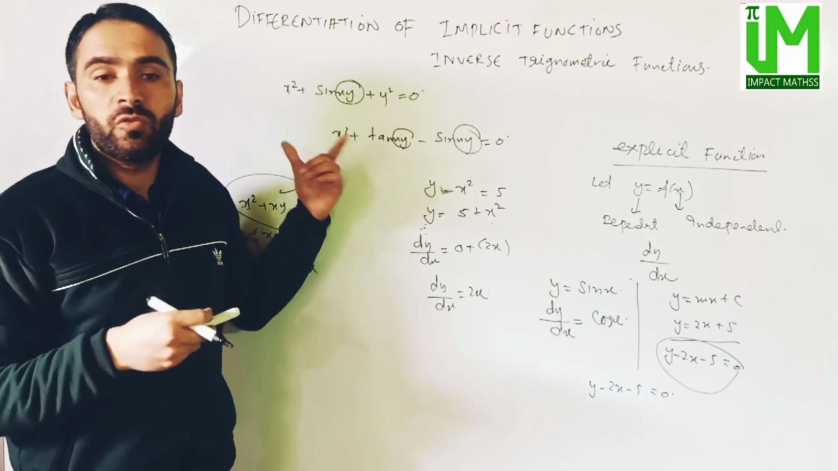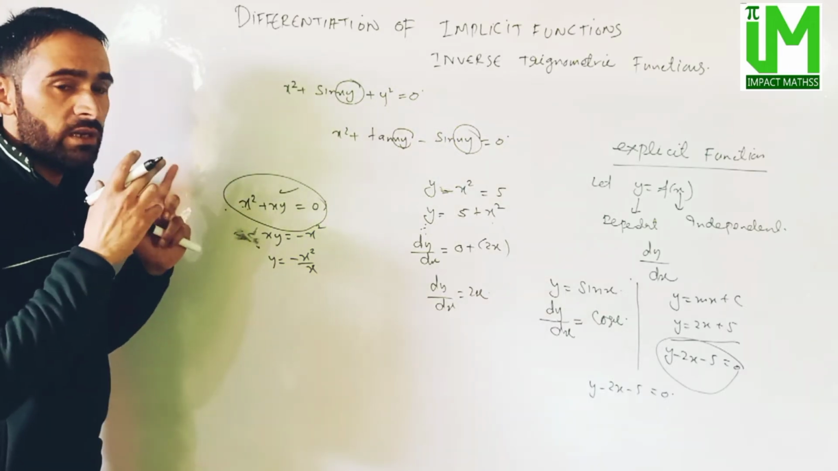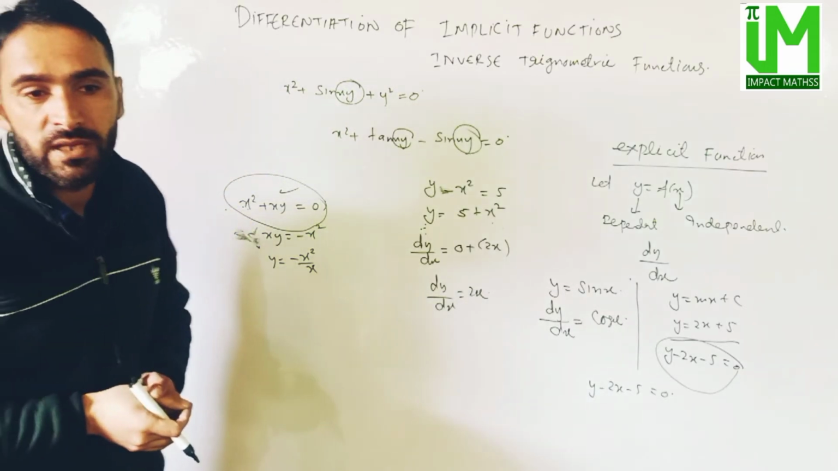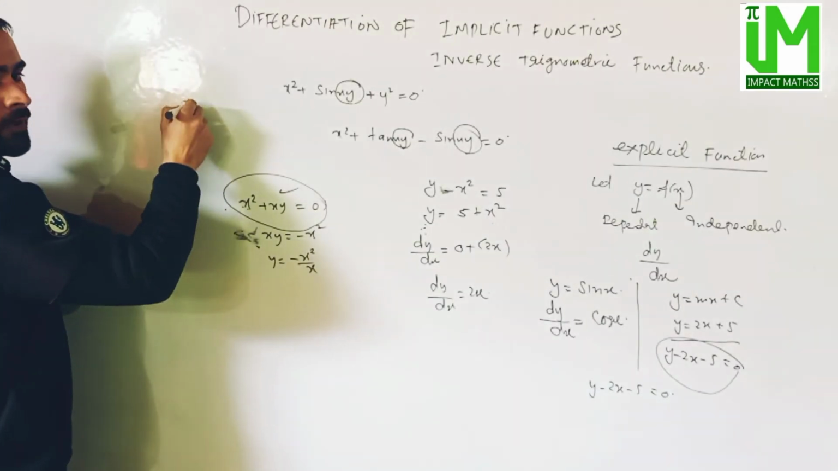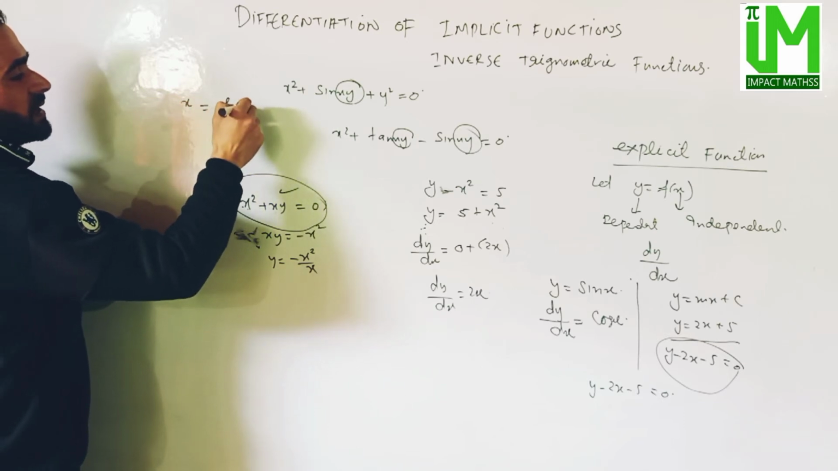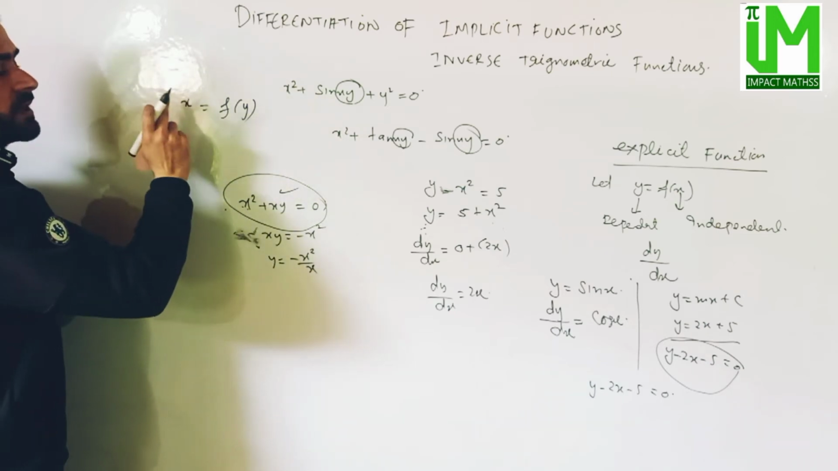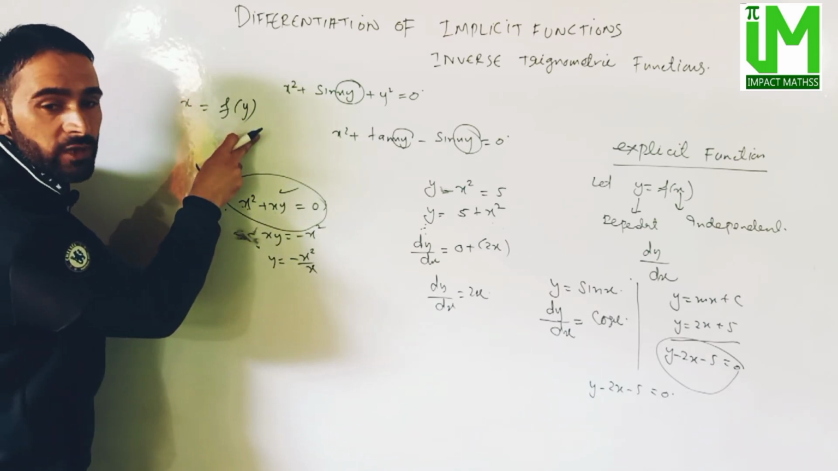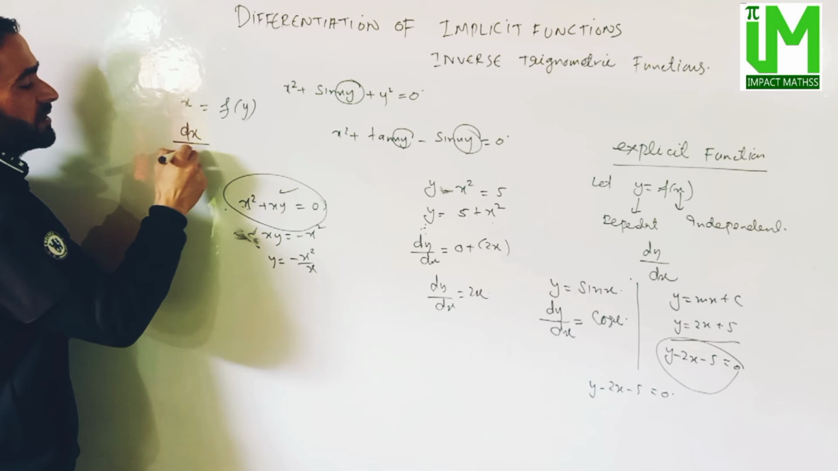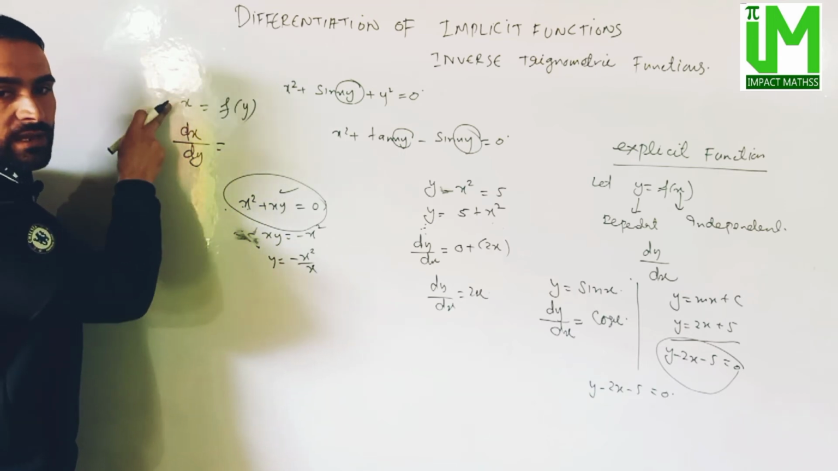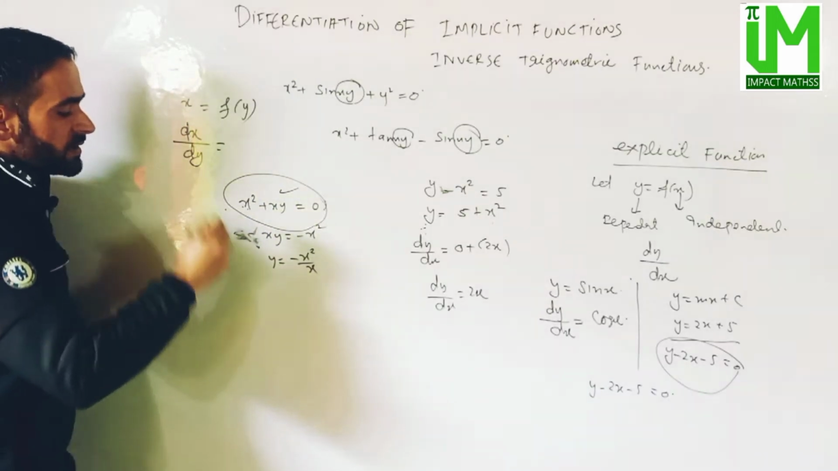Since the relation is not clear, we can treat either variable as the dependent variable and the other as the independent variable. That means we can take x as a dependent variable here or y as a dependent variable here. If we treat x as a function of y, then we will differentiate x with respect to y. That means we will be finding dx divided by dy when we take x as the dependent variable and y as the independent variable.